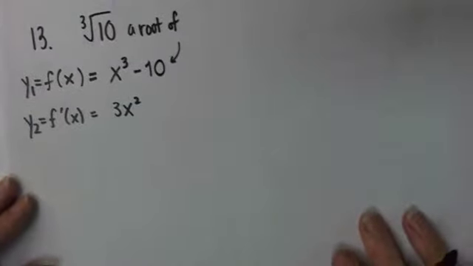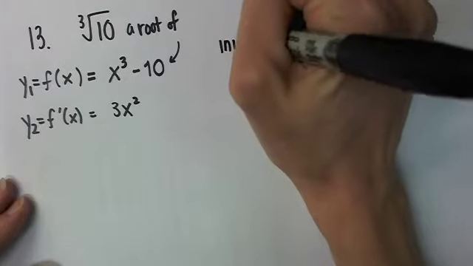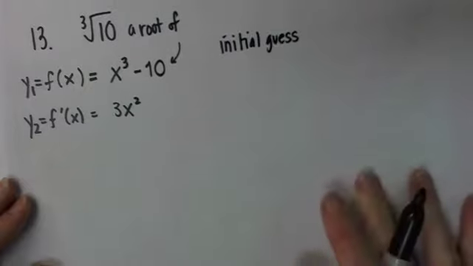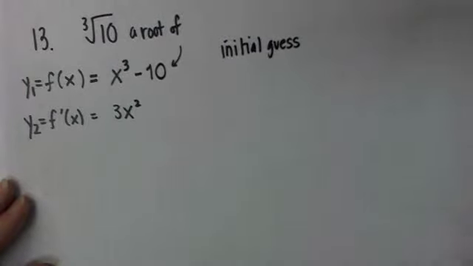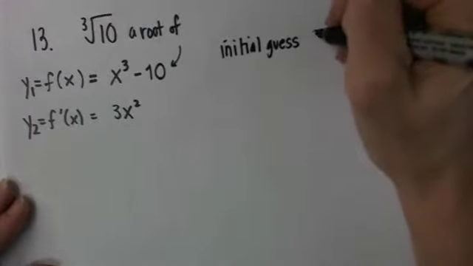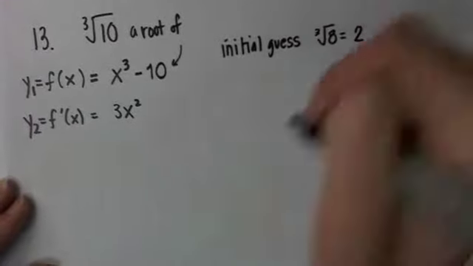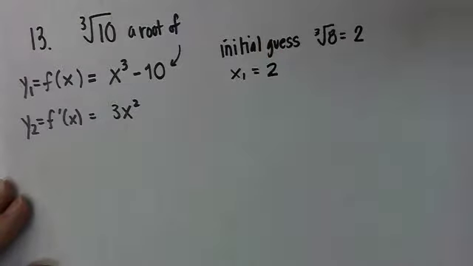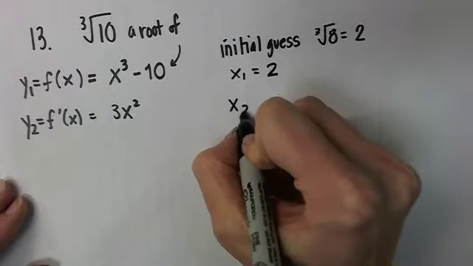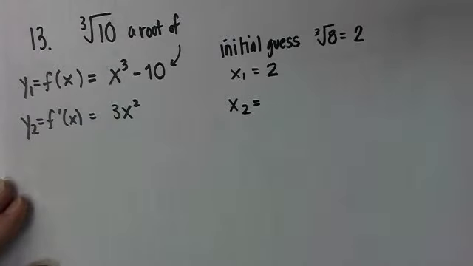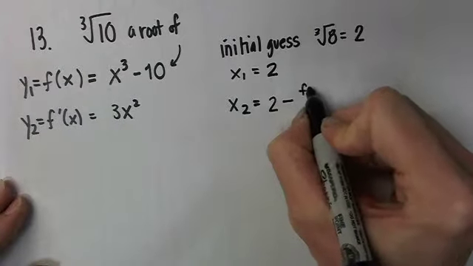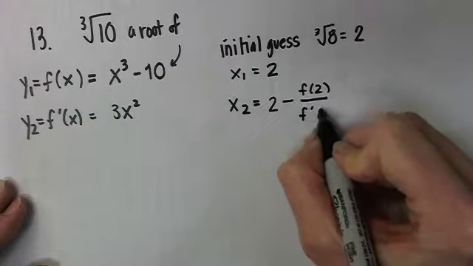Okay, so we need an initial guess. And the initial guess is something that's a simple number. Cube root of 10 is not, what number do you cube to get 10? That's not nice. But the cube root of 8, we know is a nice number. It's 2. So maybe initial guess is 2. Then Newton's method formula says that our next guess, the next closest iteration, is going to be our initial guess 2 minus f of 2 divided by f prime of 2.